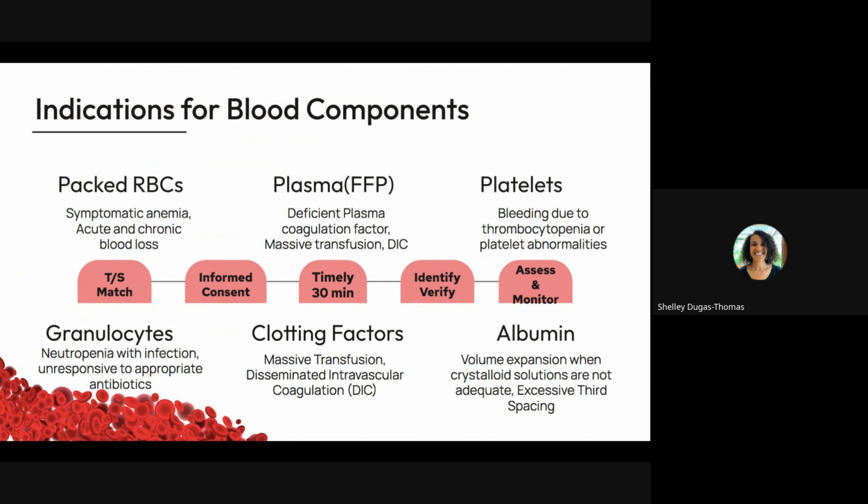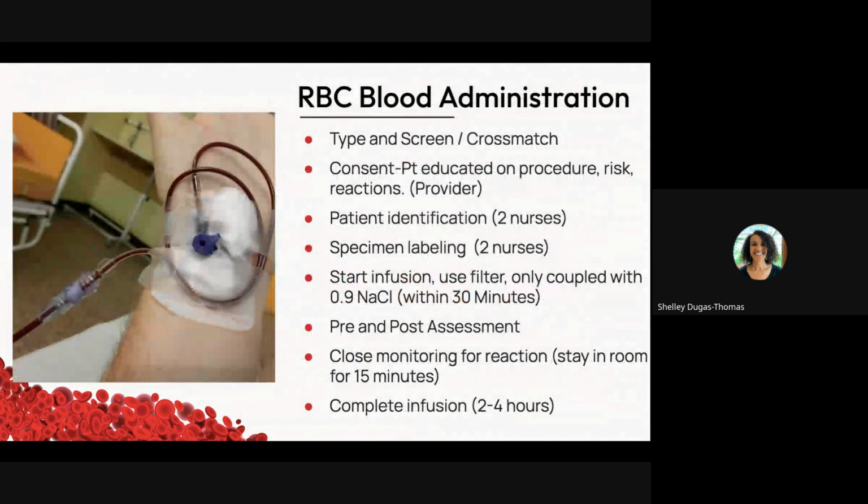Clotting factors are used to treat specific clotting factor deficiencies, possibly hemophilia, but we won't talk directly about that today. And albumin is used to restore blood volume in shock, burns, or low albumin states, and maintains oncotic pressure.